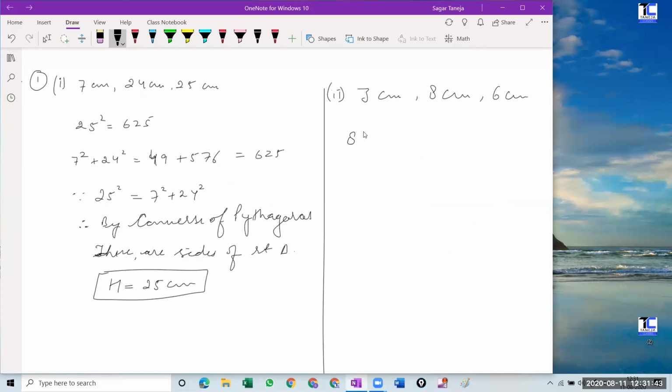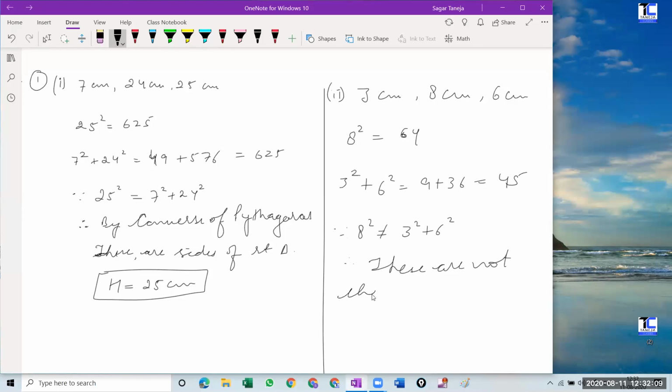So here the longest is 8. So 8 square is 64. Then we can check the squares of 3 and 6 together. That is 9 plus 36, which is 45. Since 8 square is not equal to 3 square plus 6 square, therefore these are not the sides of a right angle triangle.